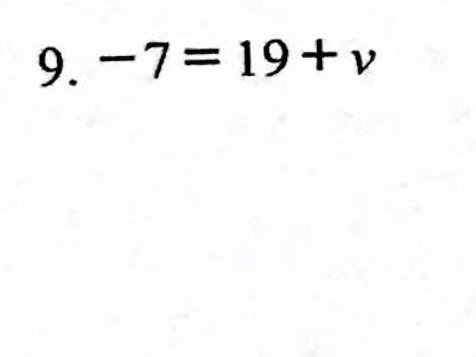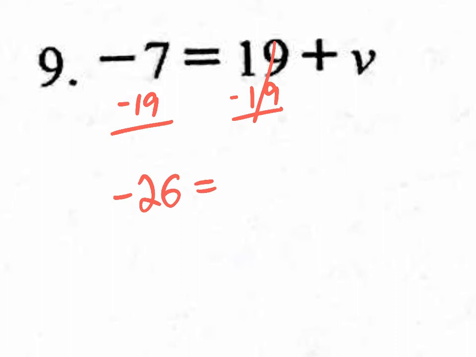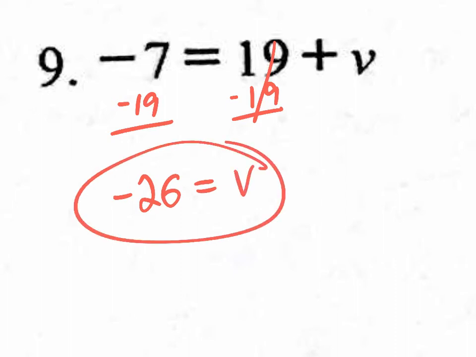I mean, you could have added 7, but that's a longer route, right? It's a longer road. What's quick and easy? Minus 19. Quick and easy, get rid of that 19. So you owe 7, you owe 19, you're going to owe 26. And what's left over? The v, and that's it. You're done. V equals negative 26.